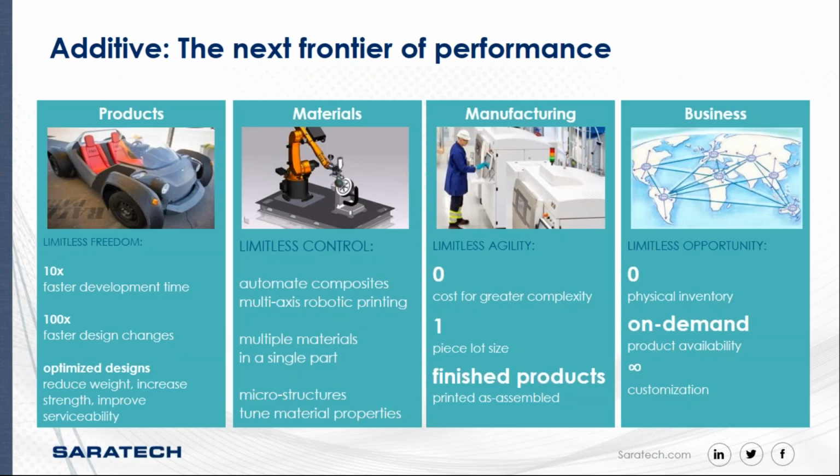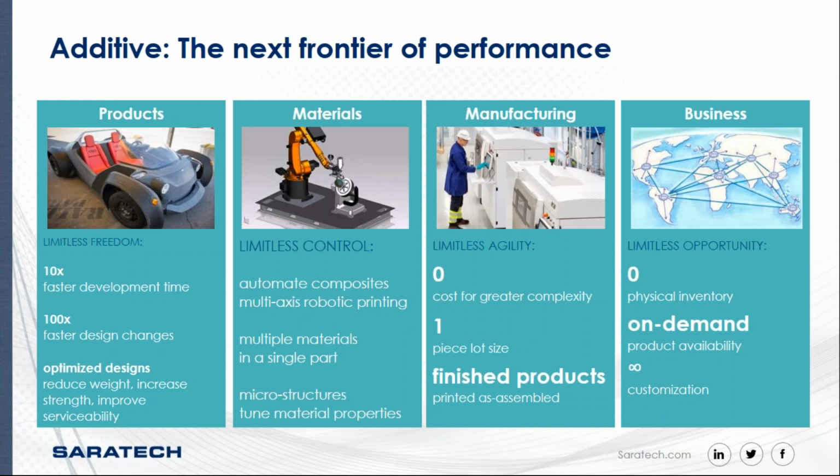So the next frontier in performance, we have our products. We have 10 times faster development time, 100 times faster design changes, and then we can optimize our designs for reduced weight, increased strength, improved serviceability. Our materials, we have limitless control. We automate composites for multi-axis robotic printing, multi-material parts in a single part, and then microstructures that tune material properties.